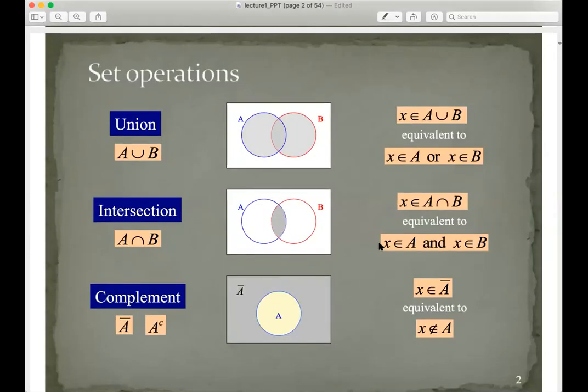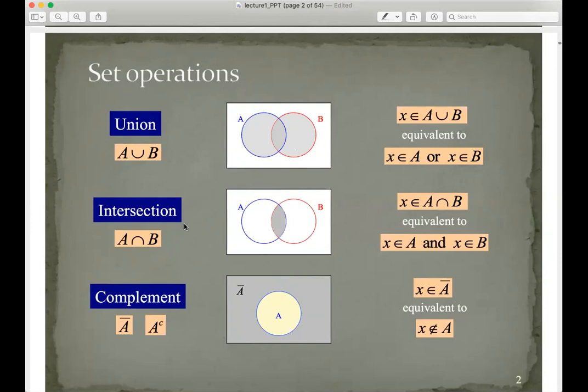The set operations, the first one is called the union. So we have the notation A union B, indicating any objects that belong to A or B. That is equivalent to saying x belongs to A or x belongs to B. So the gray area indicates the union of A and B.